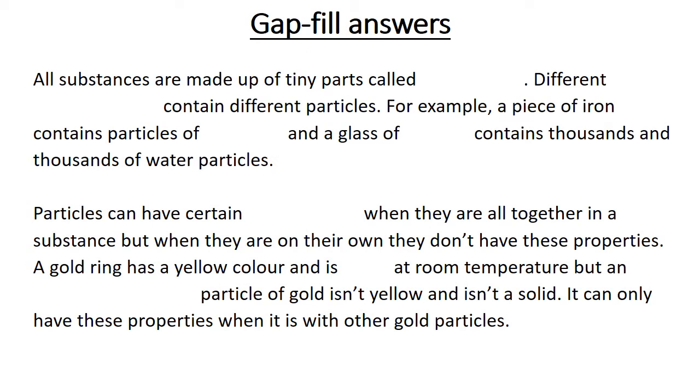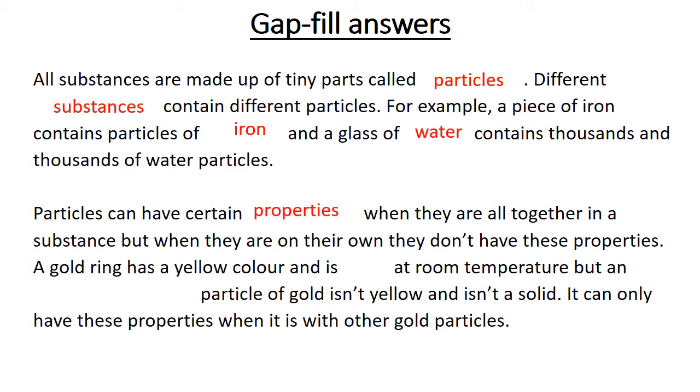So answers wise, all substances are made up of tiny parts called particles. Different substances or different materials contain different particles. For example, a piece of iron contains particles of iron, and a glass of water contains thousands and thousands of water particles.